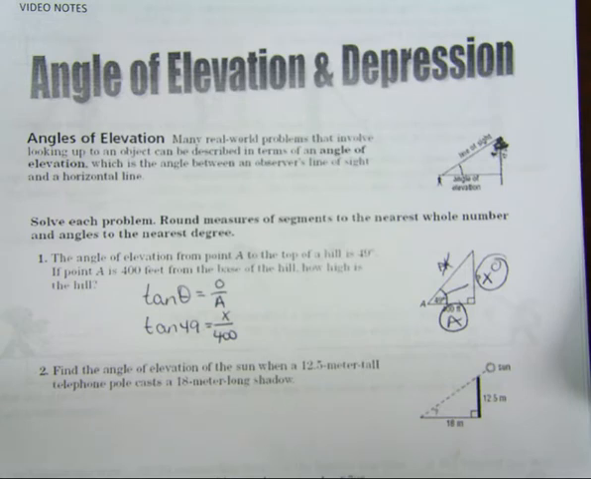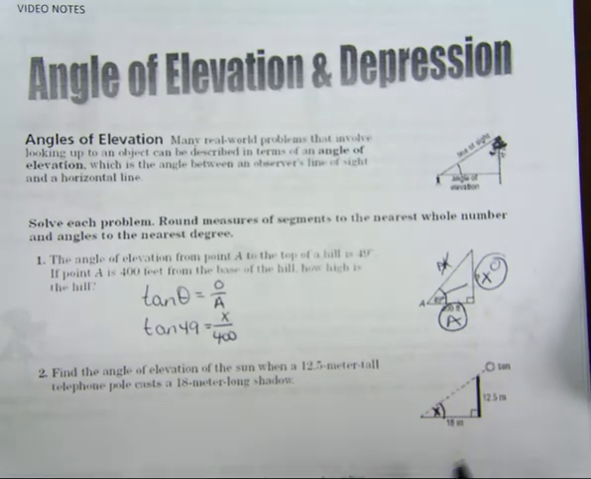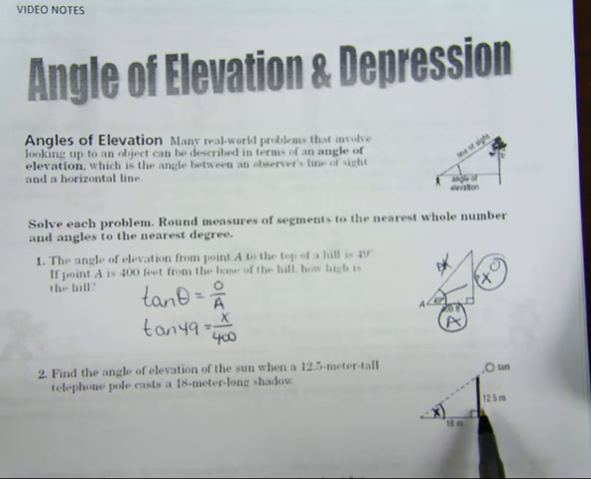The second one says find the angle of elevation of the sun when a 12.5 meter tall telephone pole casts an 18 meter long shadow. So this time we're looking for the angle of elevation. We're going to call that x. We know that the telephone pole is 12.5 meters tall, and it casts a shadow that's 18 meters long.